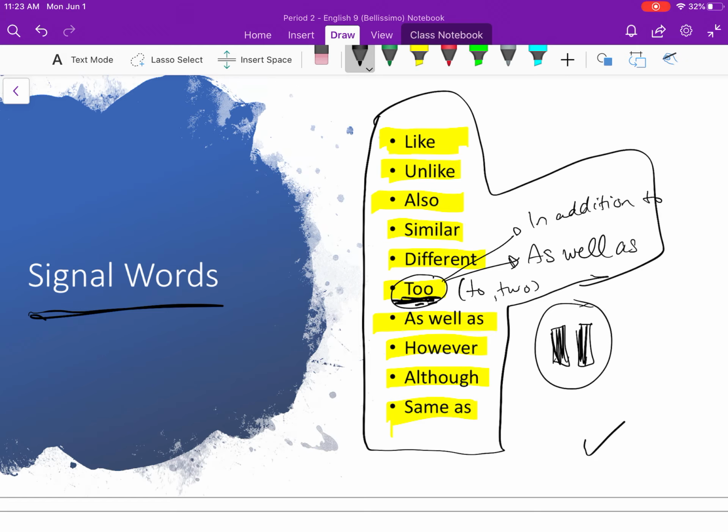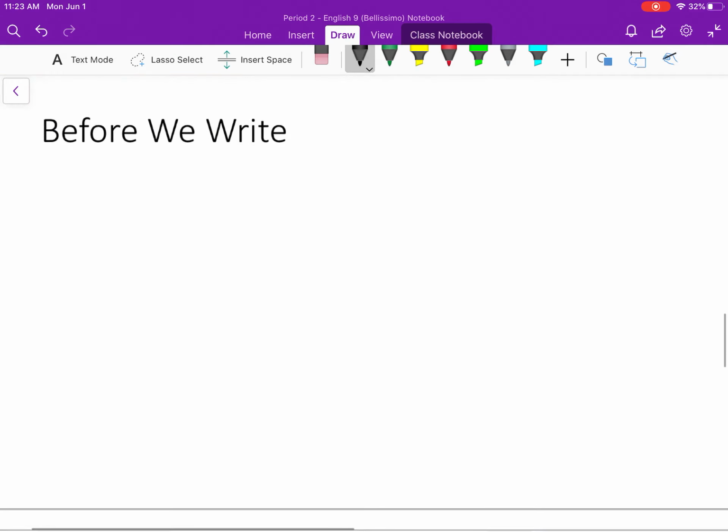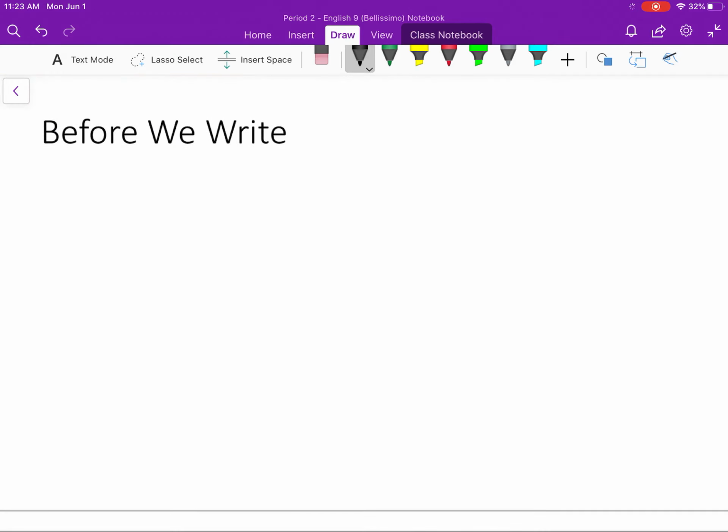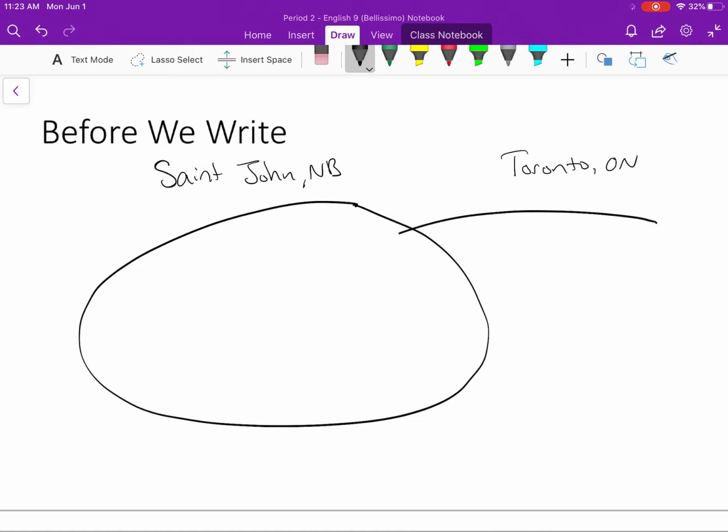Okay, ready? Okay, so before we write something, now, the example that I have for you, the first thing that kind of came to my head is we're going to compare two cities. So we're going to compare St. John and we're going to compare Toronto. Okay, so I'm going to use that Venn diagram again, which means I'm just going to draw two circles like this. Doesn't have to be neat, obviously. Mine aren't that neat, but that's okay.